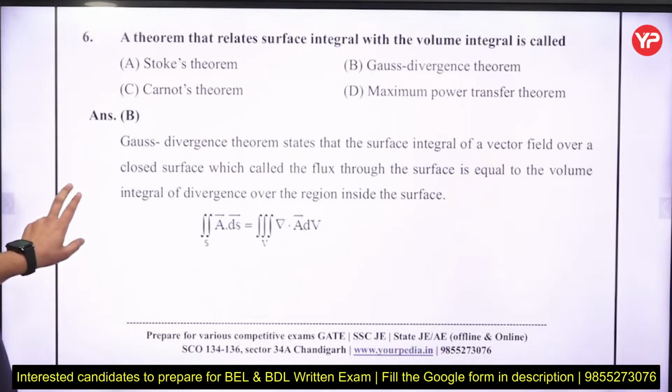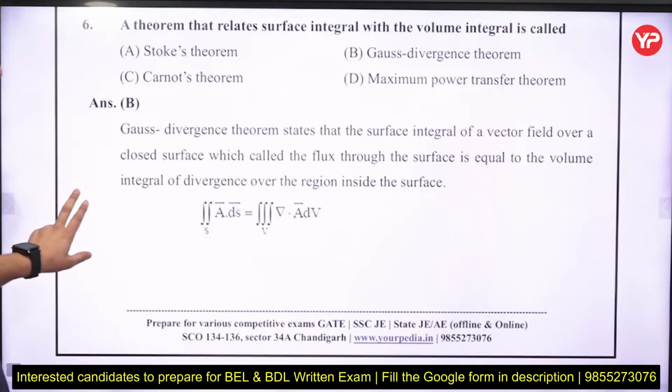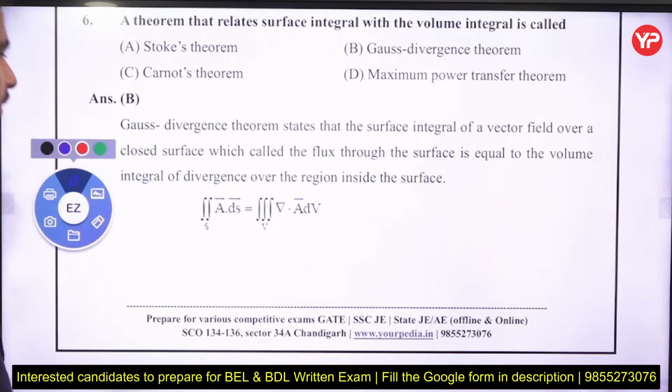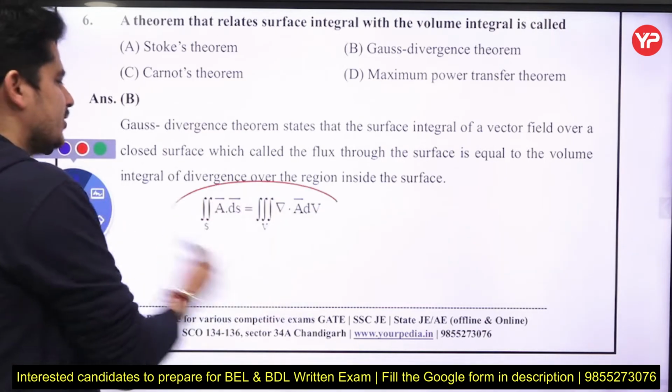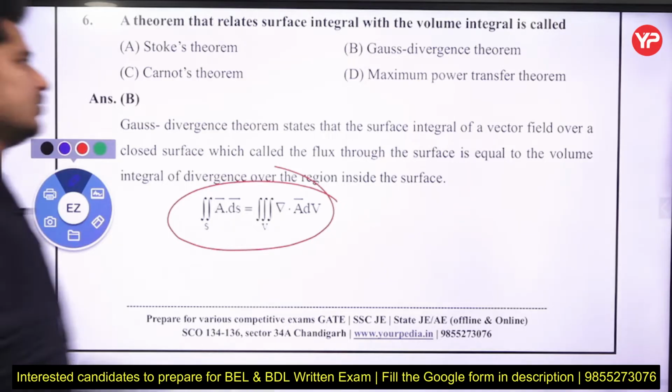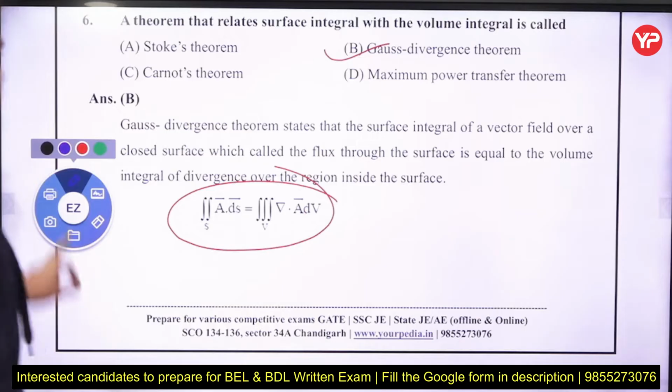A theorem that relates the surface integral with the volume integral is called the Gauss divergence theorem. Gauss divergence theorem relates your surface integral with volume integral. So answer will be B.